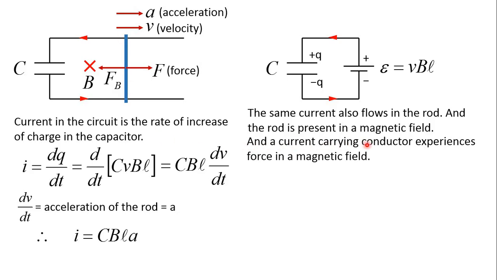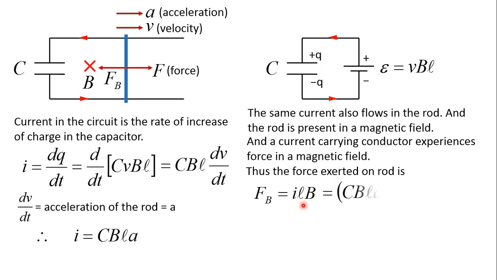a current carrying conductor experiences a force in the magnetic field, and this rod is actually moving in the magnetic field. You can see the rod is moving in the magnetic field, and at the same time a current is flowing in the rod like this, upward direction. So therefore definitely this rod will experience a force. So we call that force the magnetic force FB, whose formula is ILB. This is the force which will act on the rod in the left direction.